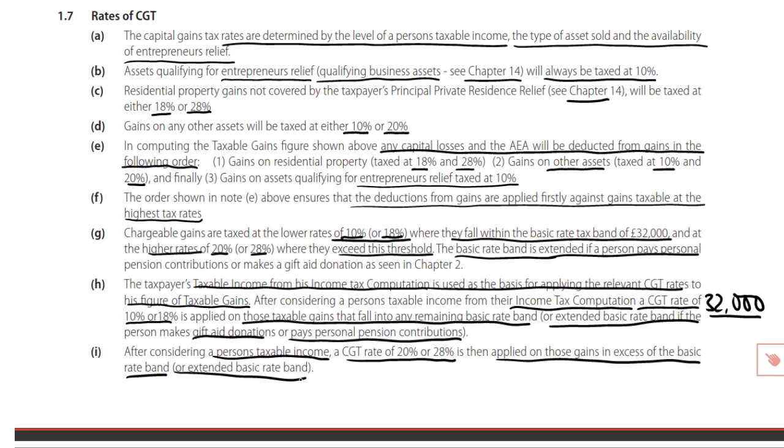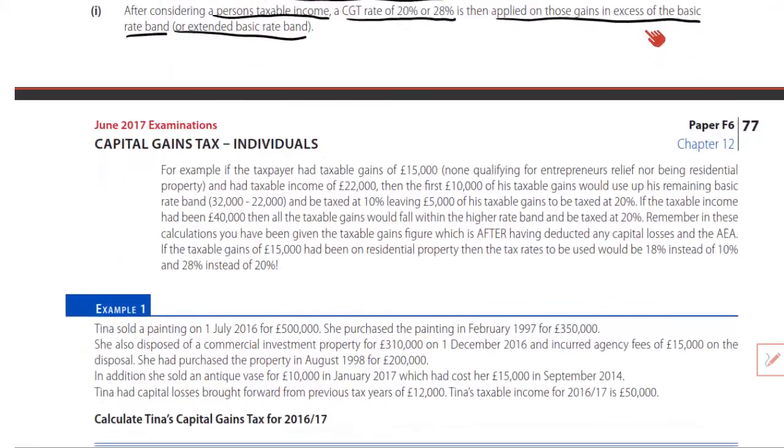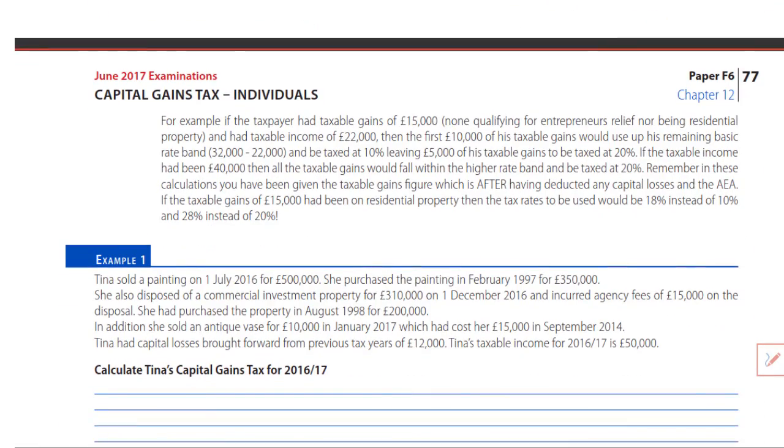Anything within that basic rate band limit is going to be either 20%, or 18%, sorry, 10% or 18% as the case may be. So 20 or 28, 10 or 18, depending on the type of asset it is. Right, if we just go over, I've done a number of little examples here, such as I was just discussing, but let's have a little look at what we've got.